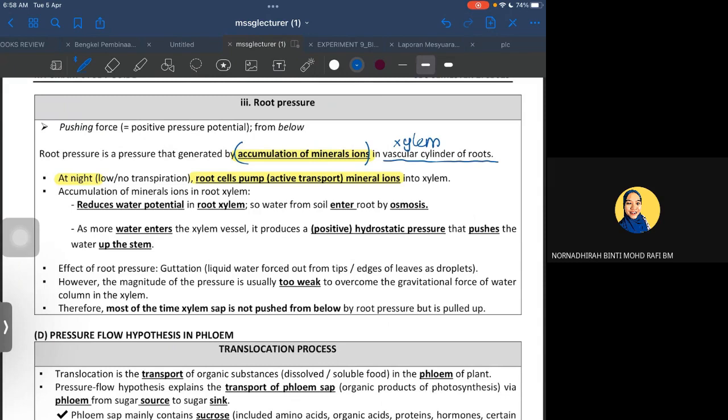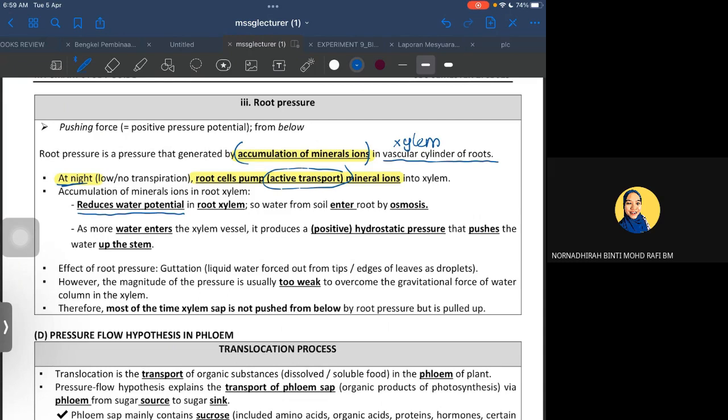Dia akan masuk via, contohlah pada waktu malam. Okay, pada waktu malam apa yang berlaku? Dia akan accumulation kat dalam root hair cells dia tinggi. So dia akan masuk via active transport. So apa yang berlaku adalah dia akan reduce water potential inside the root hair cells.